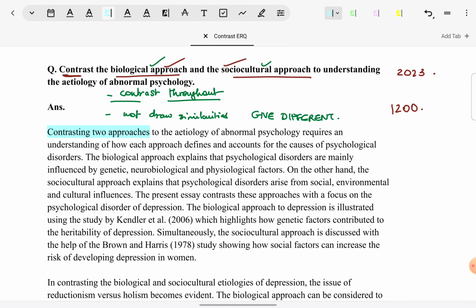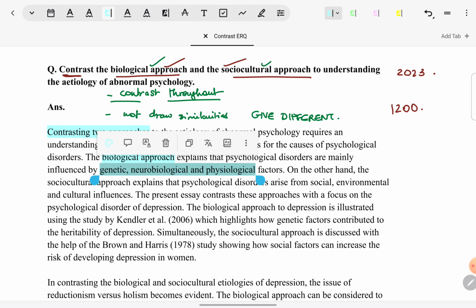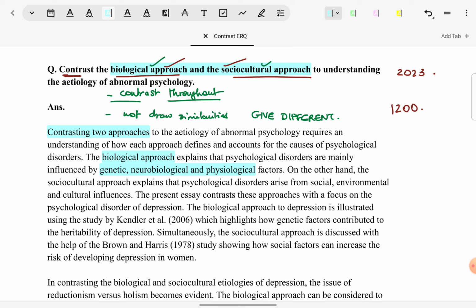So in this answer, first the biological approach is explained. In that it is mentioned what it stands for. So the biological approach stands for highlighting genetic, neurological and physiological factors in the development of mental disorders. Now we also need to define the sociocultural approach because even that has been asked for. So what is done in the answer is, instead of keeping these two definitions separate, the definitions are also contrasted against each other. So you can see how that rule of contrasting throughout is being followed. Right from the introduction, even the definitions are being contrasted against each other.